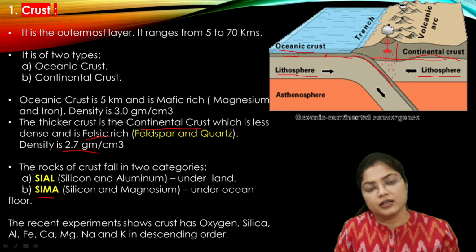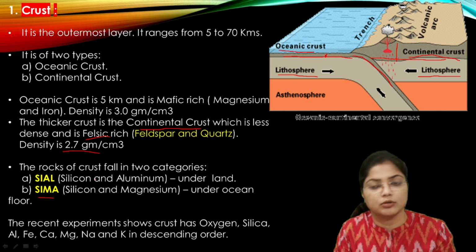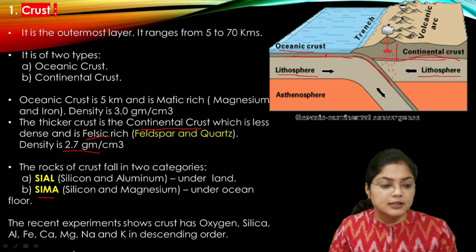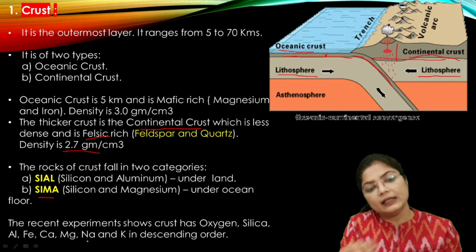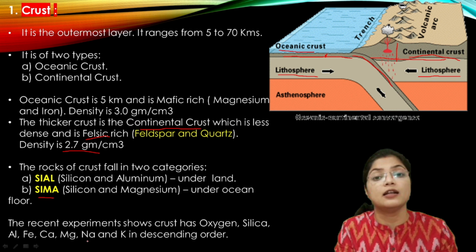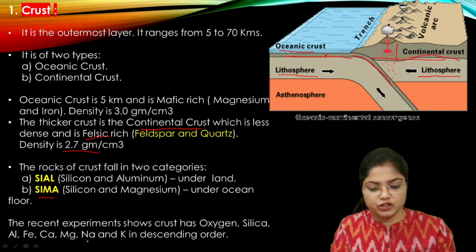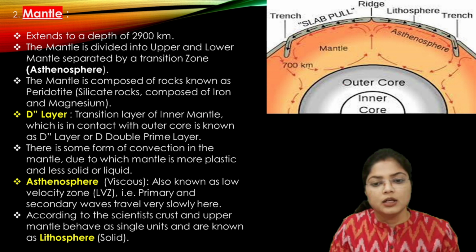And apart from that, now the scientists have discovered many more elements also, like oxygen, silica, aluminium, iron, calcium, magnesium, sodium and potassium. It is all in descending order, means maximum amount is of oxygen and the least amount is of potassium. Then here we move towards the mantle.